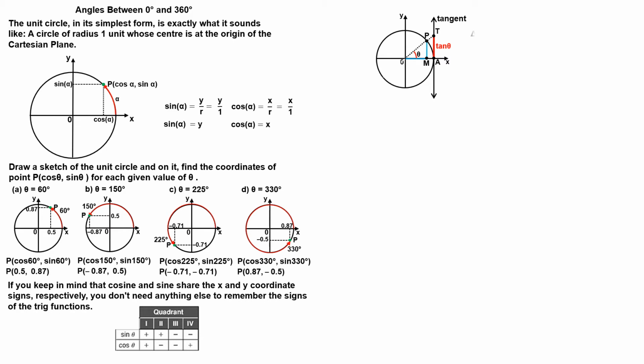The right triangles OMP and OAT share the angle theta, so they are similar. That is, the lengths of their sides are proportional. We can write AT divided by OA is equal to MP divided by OM. Replace AT by tangent of theta, OA by 1, MP by the sine of theta and OM by the cosine of theta. The tangent of theta is equal to sine of theta divided by cosine of theta.